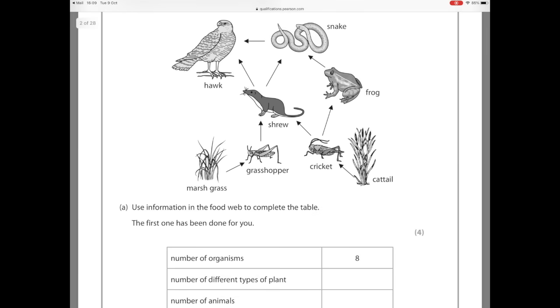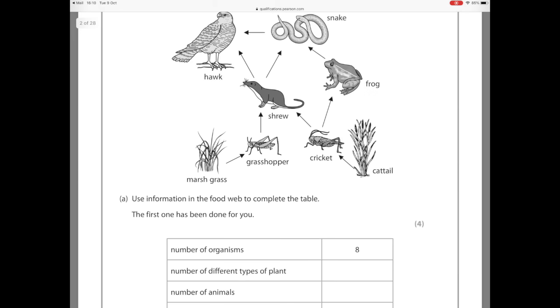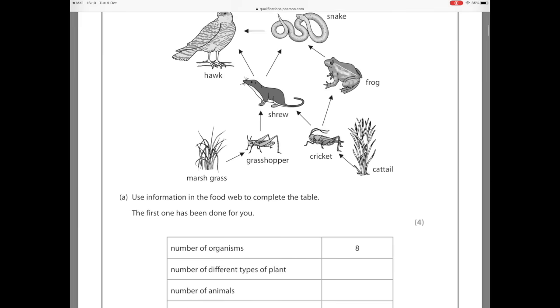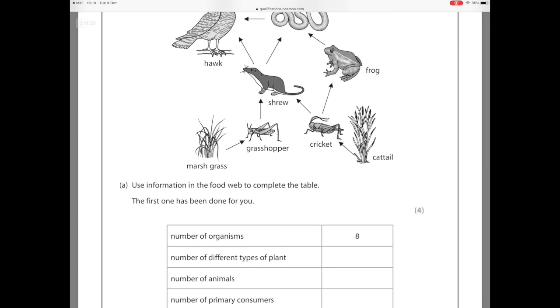The number of different types of plant. You're looking for the producers here. So what here is a plant? Well, you can see from the picture, even if you don't know what a cattail is, that it's a cattail and marsh grass. So the answer here is 2. The number of animals. So these are the animals which form anything from the primary, secondary, tertiary, consumer level. So the animals therefore are grasshopper, cricket, shrew, frog, snake and hawk. And if you count those up, you'll get 6. Number of primary consumers, so remember they appear straight after the producers. So we've got an arrow leading to the cricket and the grasshopper, which is why the answer here is 2.